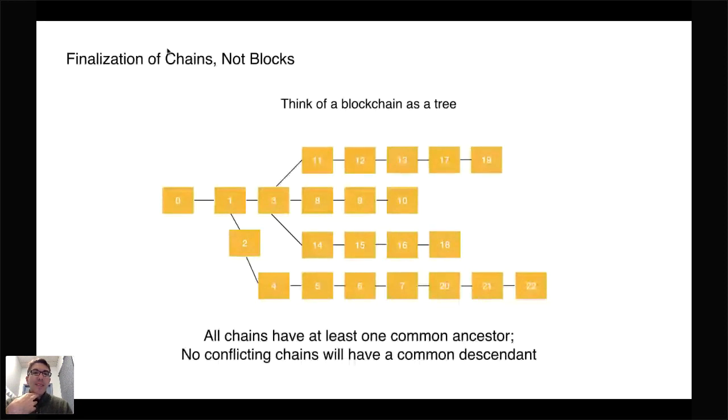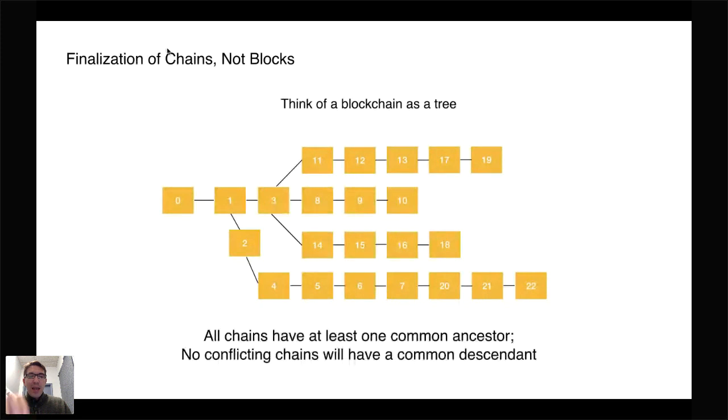However, if we look at this the opposite way, all chains have a common ancestor, but no conflicting chain will have a common descendant. So if I'm at 11, I'm on that chain. If I think of the chain 0, 1, 3, 11 to 19, I'm looking at that. I'm never going to see 8, 9, 10, 14, 15, 16, 4, 5, 6, 20, 21, 22. I will never see something that conflicts in my history or as a descendant of me.